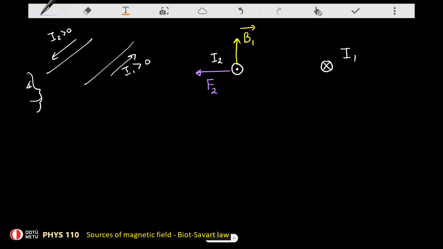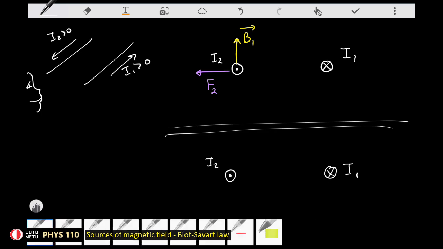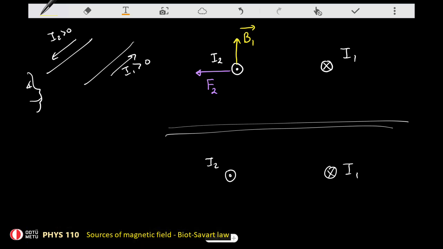I'm going to continue the discussion; let me draw a new picture in here. It's the same physical system. Again, I1 is into the screen and I2 is out of the screen. But this time I'm going to compute the force on the first wire. Let's remember the magnetic field produced by the second wire. So the field lines are like that. And therefore, the magnetic field produced at the location of I1 is upward.